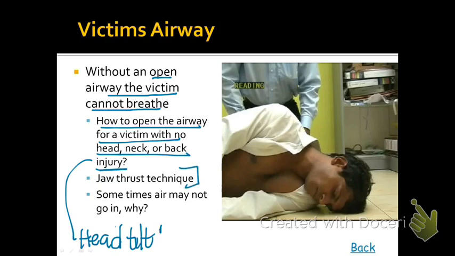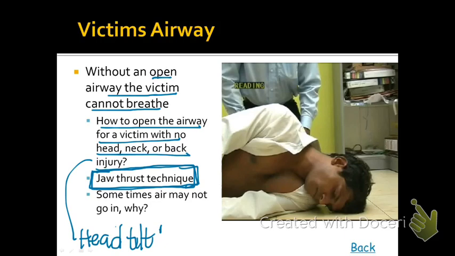However, if we do have a patient that we suspect has a head injury, then we have to use this technique here, which is called the jaw thrust technique. And we'll do this in lab, but the jaw thrust technique is a technique in which the mandible of the chin is thrusted forward without moving the cervical spine. And so when we open the airway, we're going to breathe into our patients.